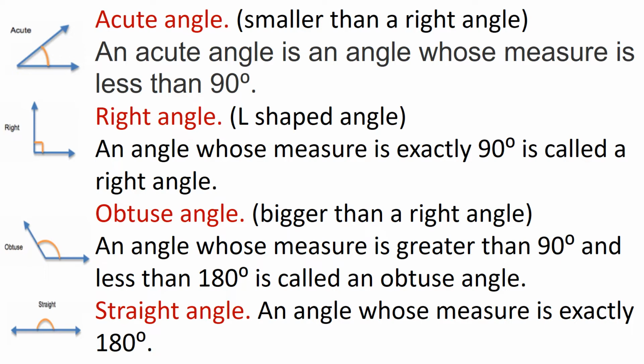Acute angle, smaller than a right angle. An acute angle is an angle whose measure is less than 90 degrees. Then right angle, L-shaped angle. An angle whose measure is exactly 90 degrees is called a right angle. Obtuse angle, bigger than a right angle. An angle whose measure is greater than 90 degrees and less than 180 degrees is called an obtuse angle. Straight angle, an angle whose measure is exactly 180 degrees is called a straight angle.